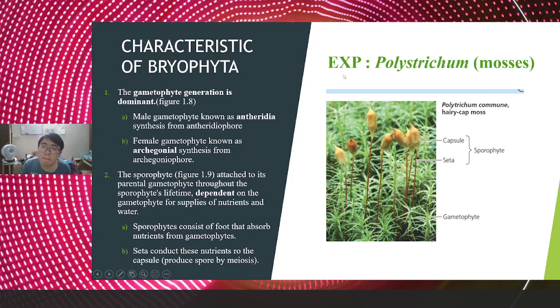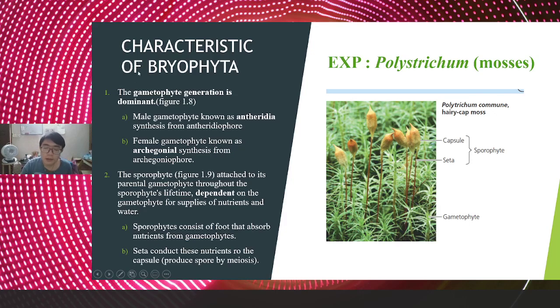Okay, and then the example of the genus for this phylum is Polytrichum, mosses. You have seen moss, right? If you go to the drain, the green ones, all green, these are mosses. But those are small ones. There are bigger ones like this.